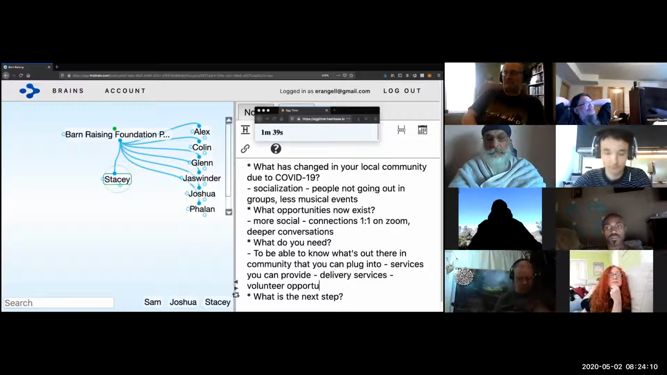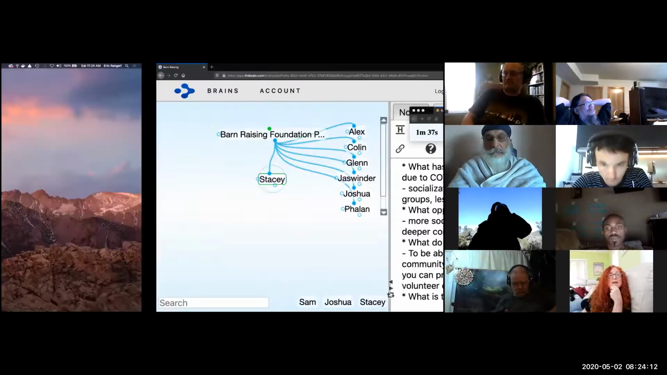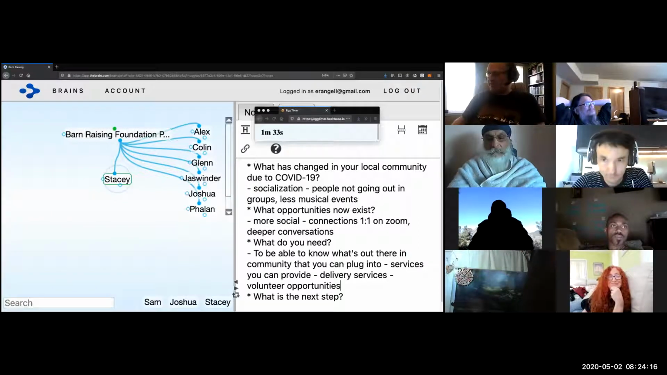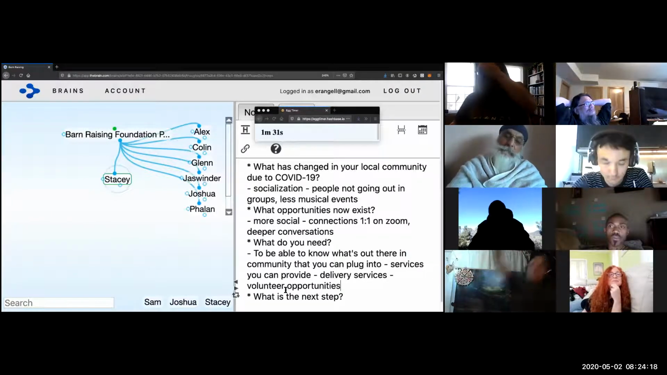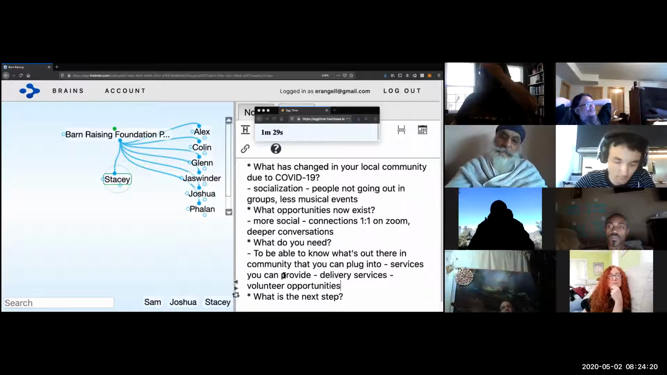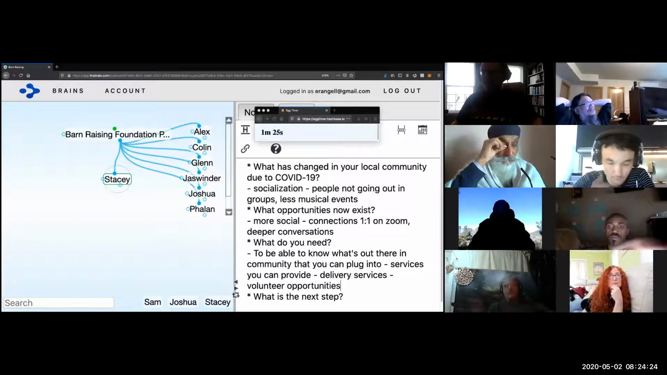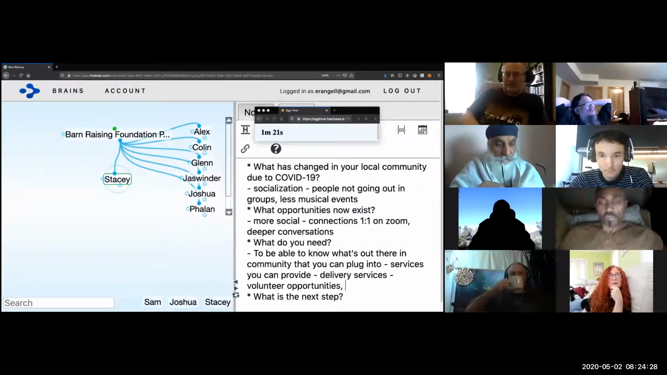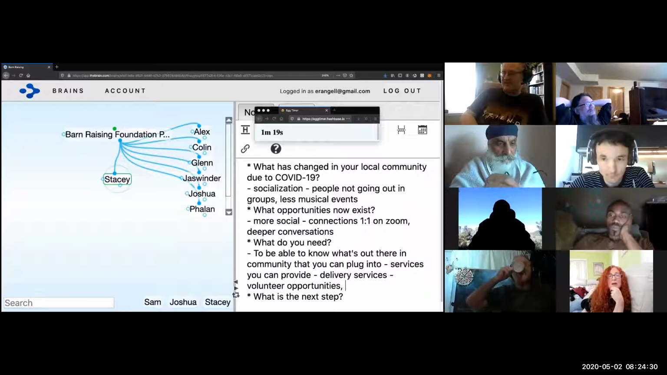As for the next step, sorry, I have no clue. I just want to clarify: the services that you can provide, is it both volunteer and for pay? Some people are getting jobs at grocery stores, shopping. Yeah, I'm thinking more for volunteer.